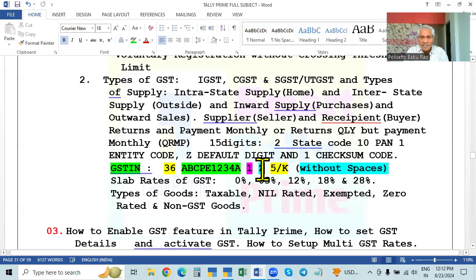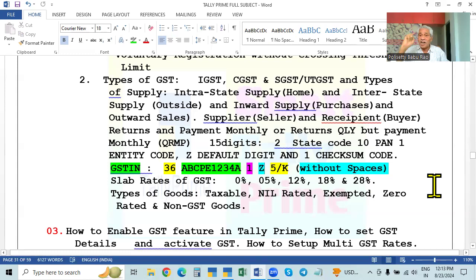And what is the use of that? Many people don't know this. Why is there a default number for all the people? What is the use? How is it used? What is the use of the default number?